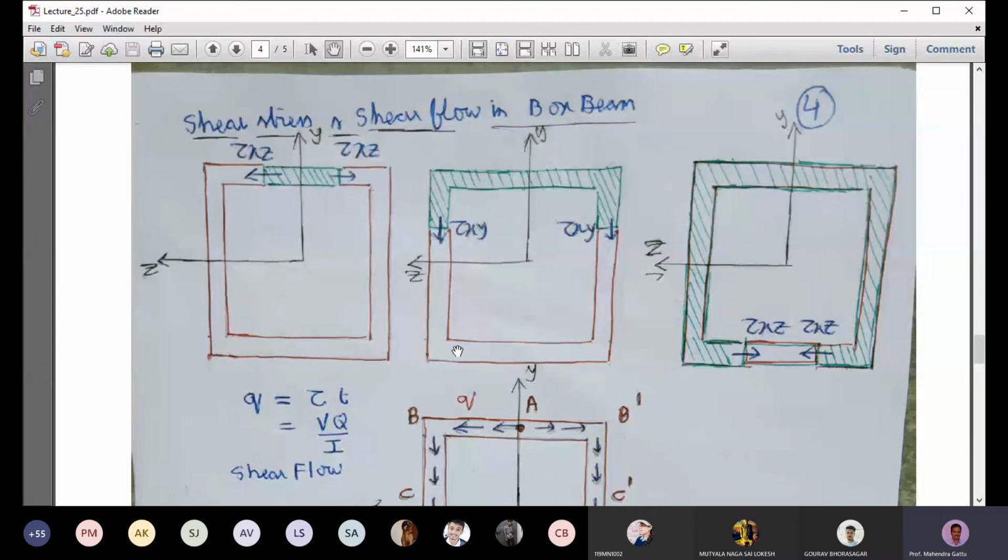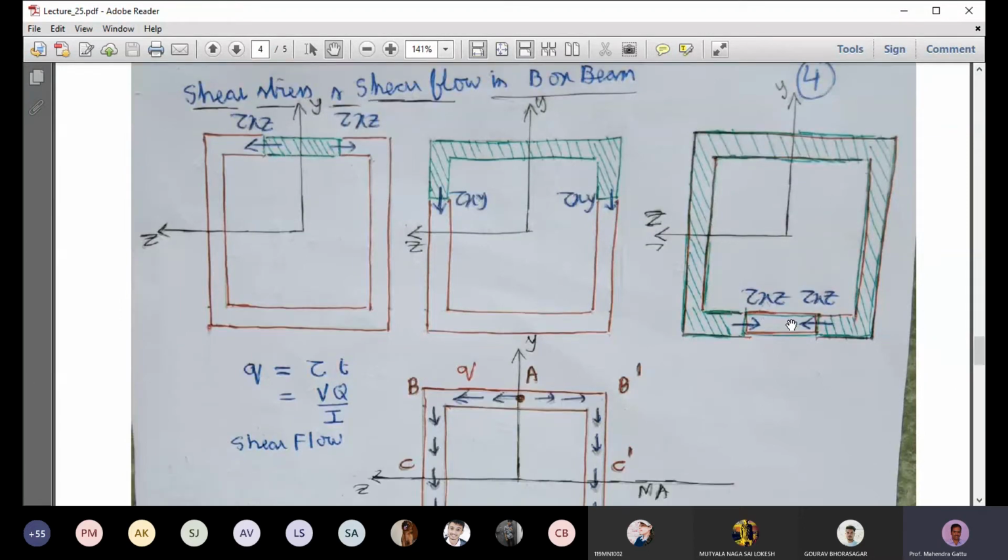And once we go here, the shear stress will flow like this. Again, the tau xz will be in this direction and towards the vertical plane in the bottom flange, and finally it will go to 0 at this location. So this is the shear stress.